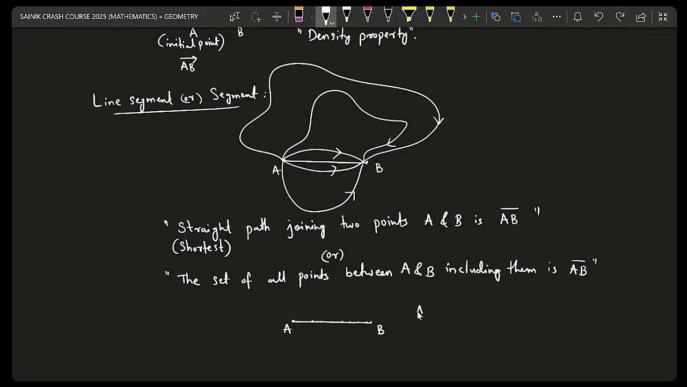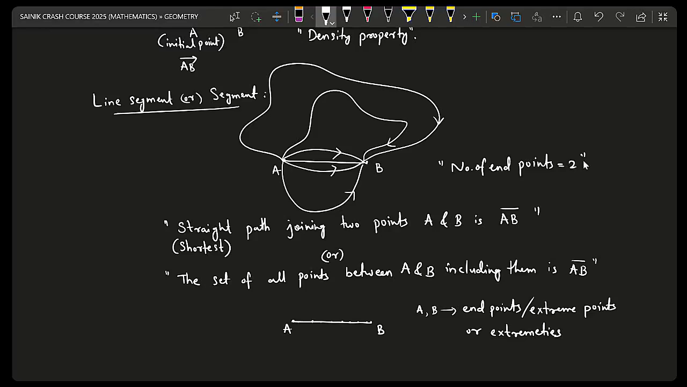So this A and B for this line segment are called endpoints, or they're also called extreme points, or extremities. So how many endpoints are there for a line segment? The number of endpoints is 2. For line it is 0, for ray it is 1, but for line segment it is 2.